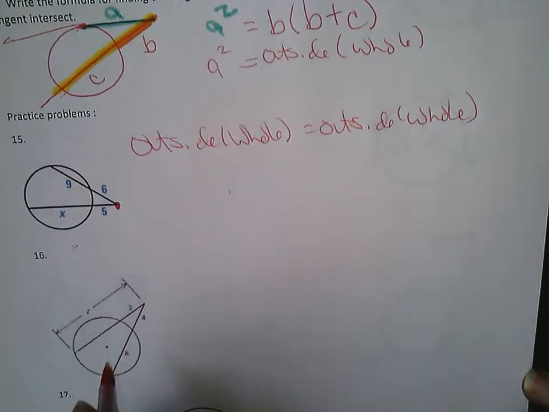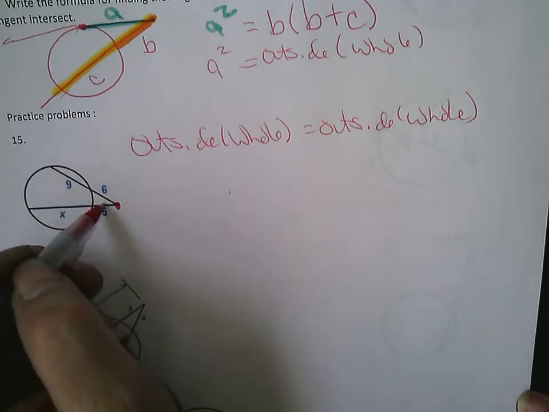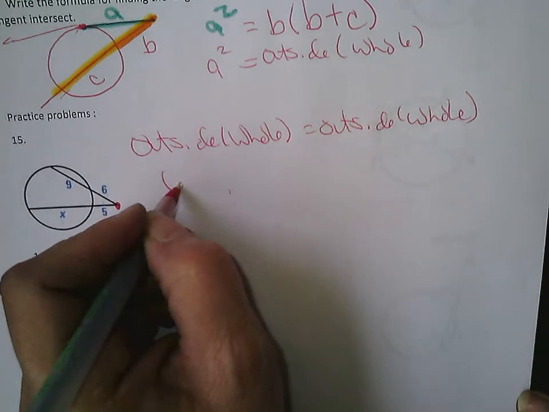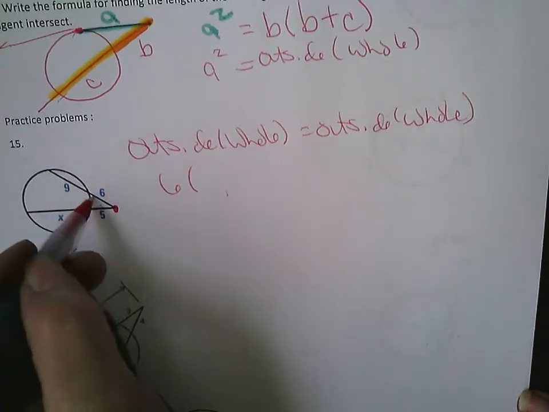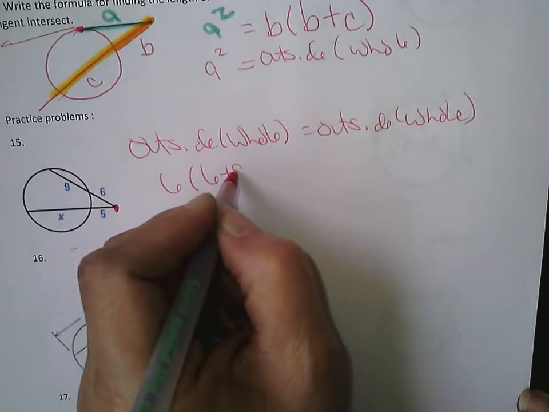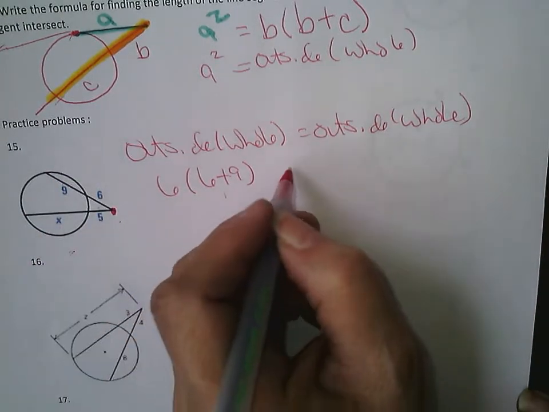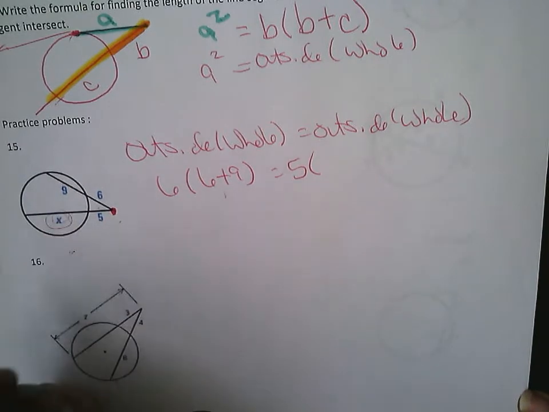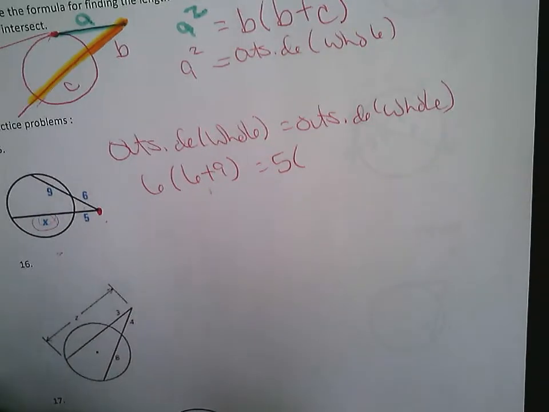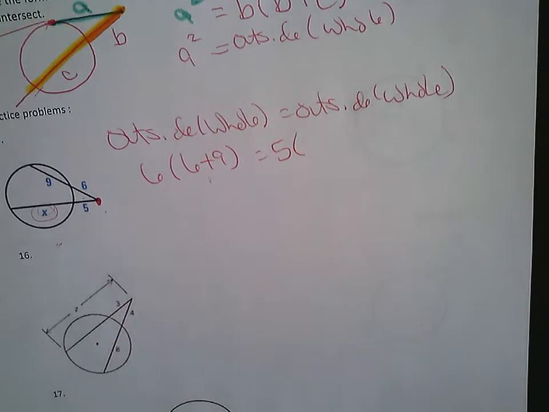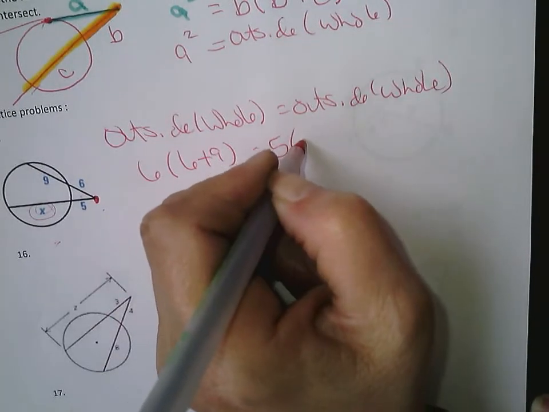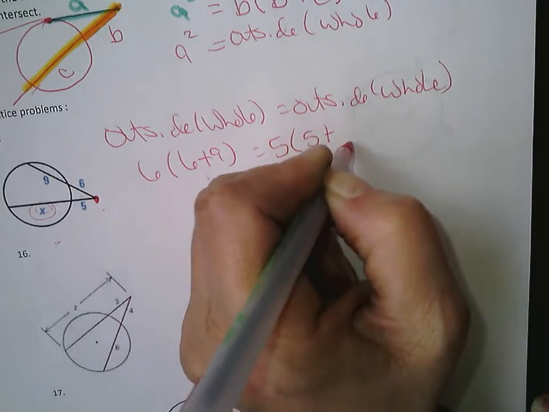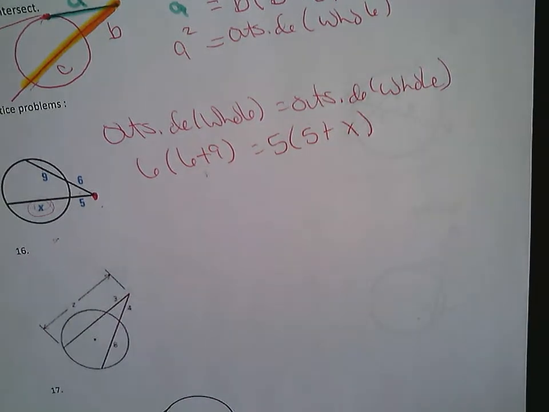Okay, so let's do this, how we're putting this together. We're saying 6 times the entire length, which is 6 plus 9, the entire length, equals 5 times the entire length. Now this is our unknown. We don't know what that is. If it were a number, we could just add 5 to that number. But we don't know what that number is, so we're just going to say 5 plus whatever that number is.